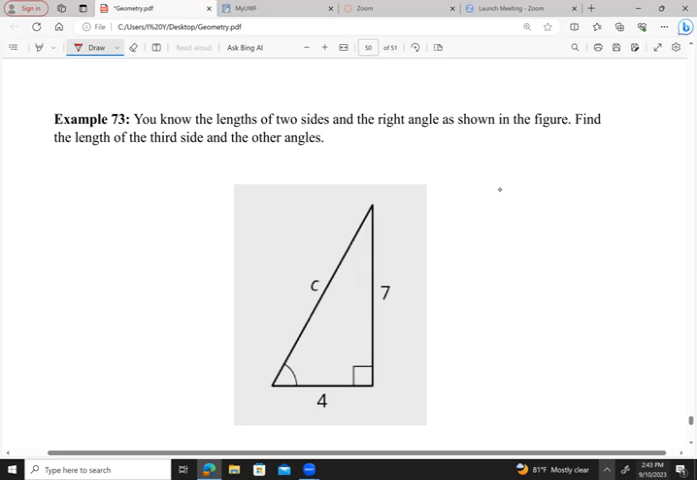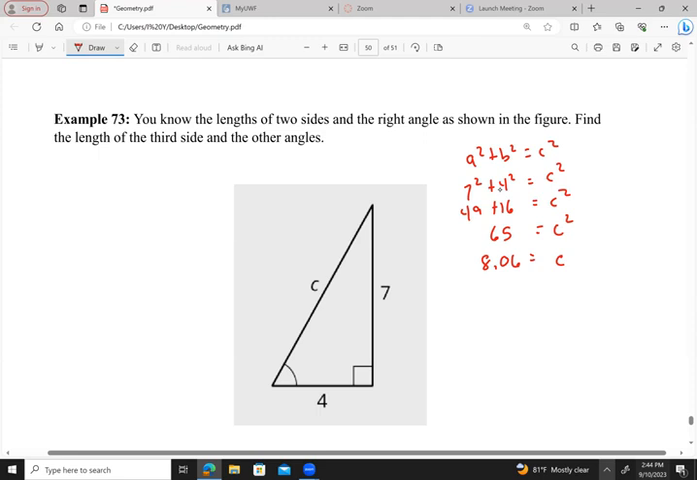You know the lengths of two sides in the right angle as shown in the figure. Find the length of the third side and the other angles. Well, again, a squared plus b squared equals c squared. 7 squared plus 4 squared equals c squared. 49 plus 16 equals c squared. C squared equals 65. C equals the square root of 65, which is roughly 8.06.